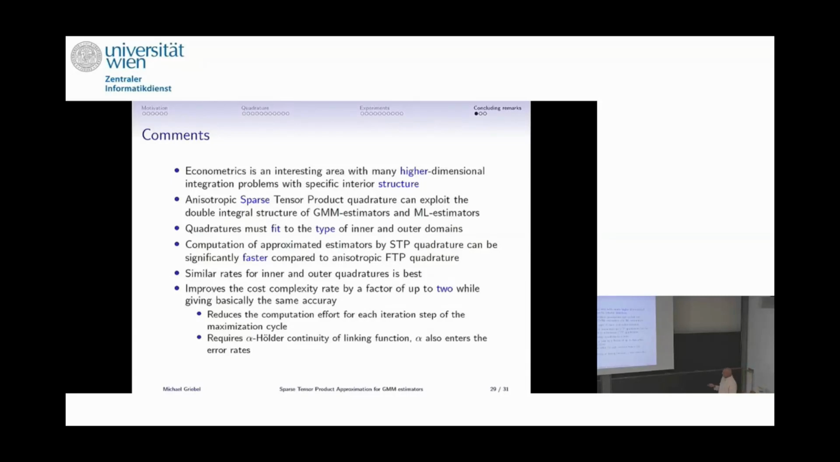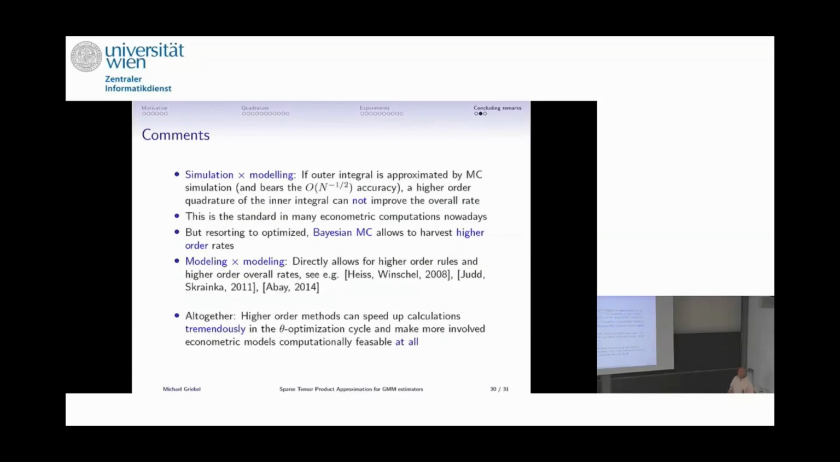And we need Hölder continuity, alpha-Hölder continuity. And if alpha is not 1, we have a slight change in the anisotropy. Beyond that, again, and this is a comment in the direction of Albert, we have different situations in econometrics. The one is simulation times modeling. Simulating was the outer integral, the omega-1, and there we did draw by Monte Carlo. And the inner one was modeling.